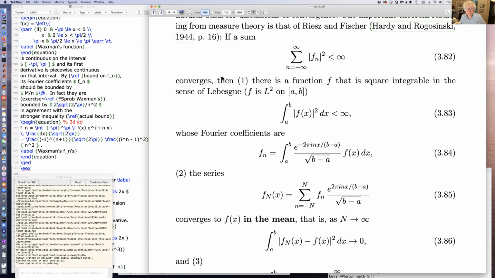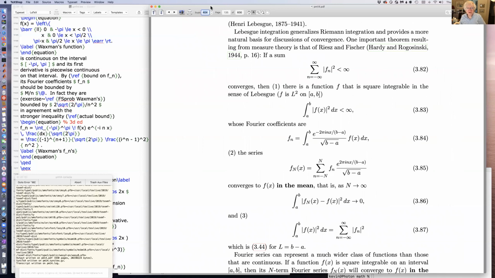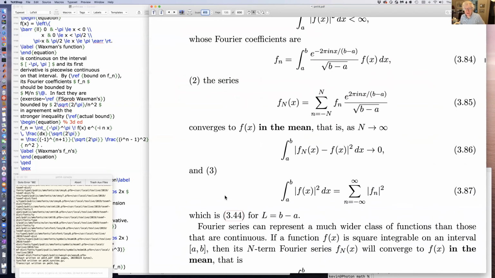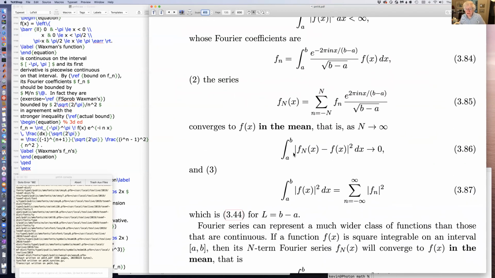So if these coefficients have absolute values squared that converge, then there's a function f that's square integrable in the sense of Lebesgue on the interval, which means the integral is less than infinity, and the Fourier coefficients are given by the standard formula. The series f sub n converges in the mean to the function f of x, which means that the integral of the absolute value squared of this truncated series converges in the mean as n goes to infinity.